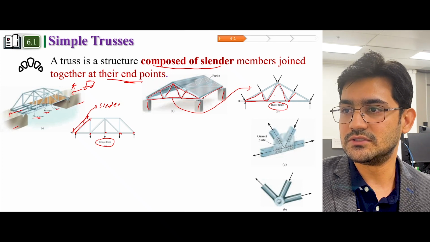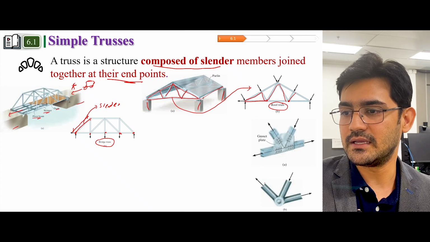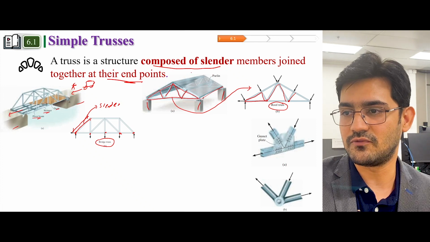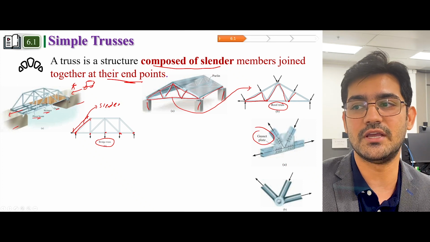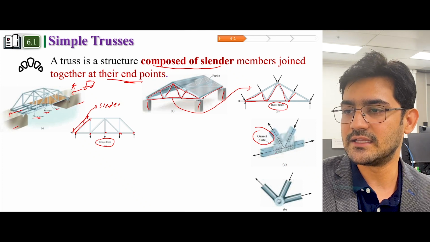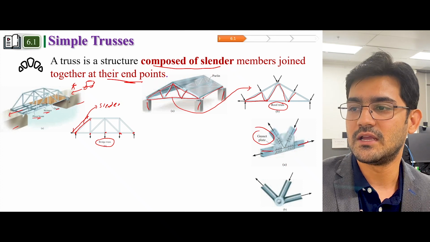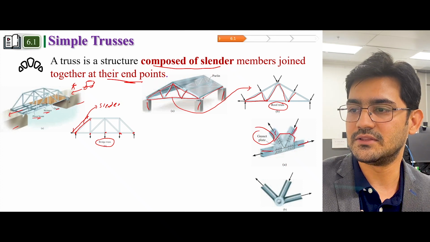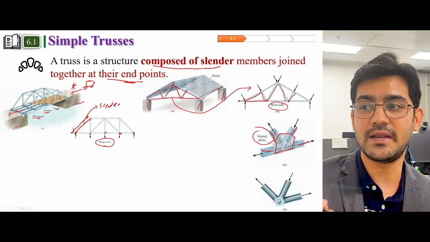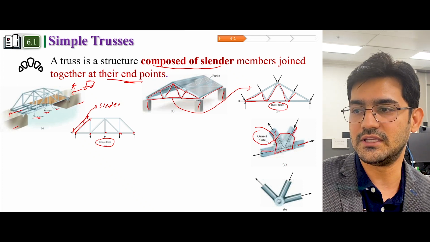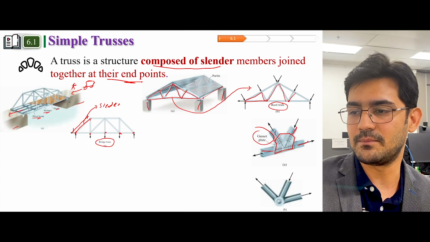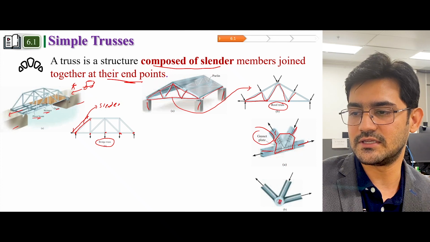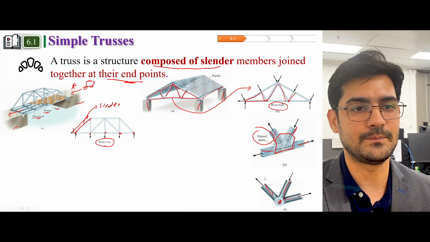Now these slender members are joined by some connections. For example, this gusset plate connection is one of the famous connections which is widely used in trusses. These are the members, and these members are combined by this gusset plate. This gusset plate is welded, bolted, or riveted on these members, and this is an example of a pin. So this is a pin, and all these 3 members are combined on that pin.